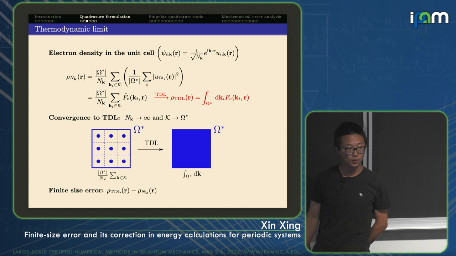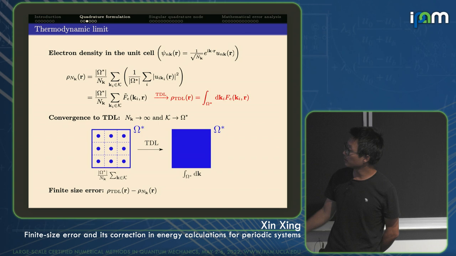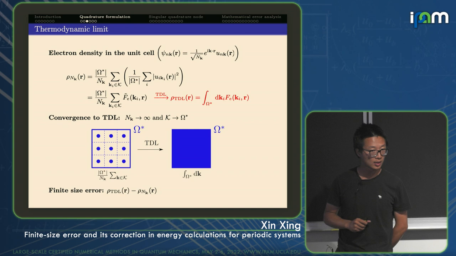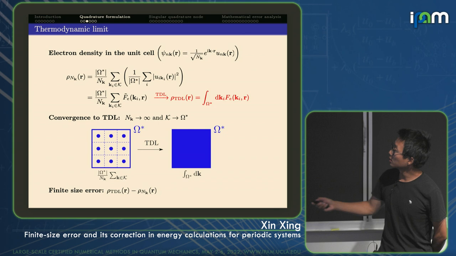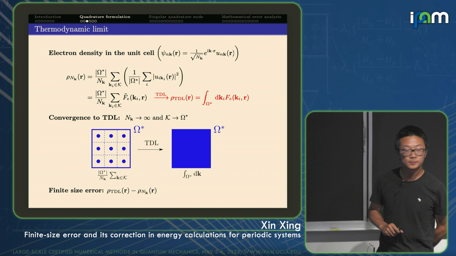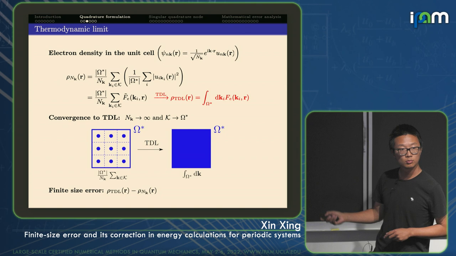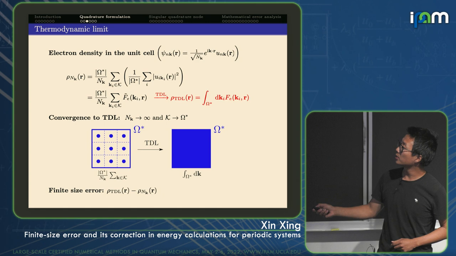One important thing to note is that this prefactor, Omega star divided by n, is exactly the volume of each small cubic domain defined by this uniform mesh. So this prefactor combined with this summation exactly corresponds to a trapezoidal quadrature operator. Here, I will always fix the position vector r, so you only treat it as a function of k. In the thermodynamic limit, when you densify your uniform mesh to fill up the whole first Brillouin zone, this trapezoidal quadrature will simply converge to the corresponding integral operator.